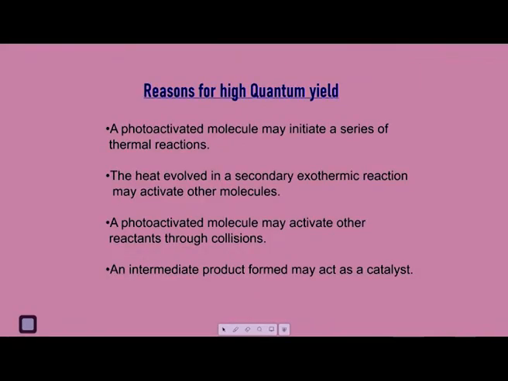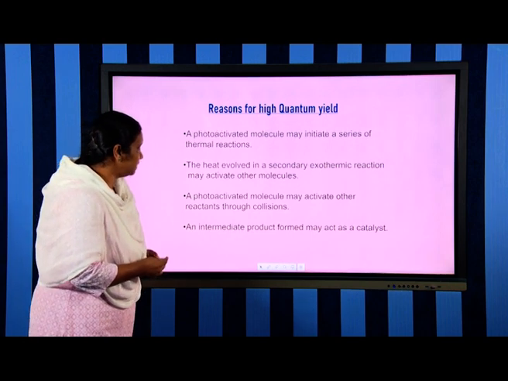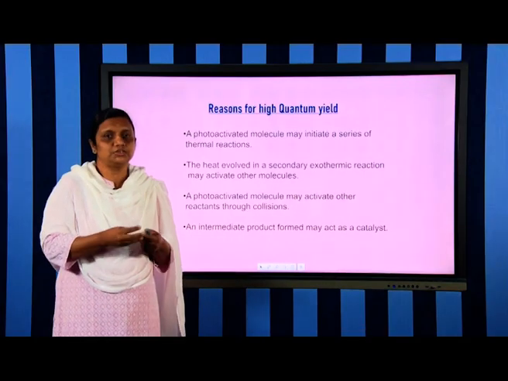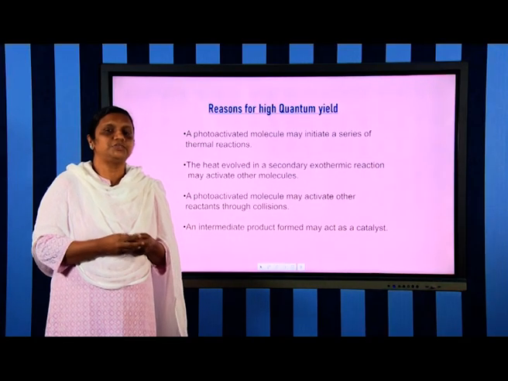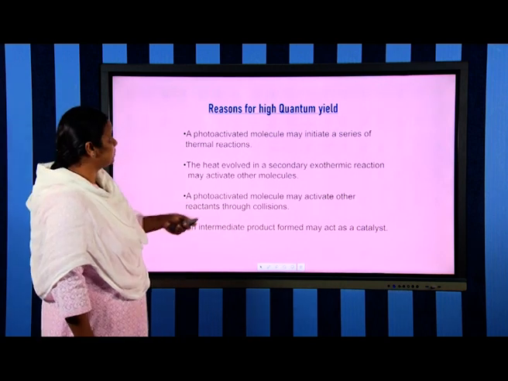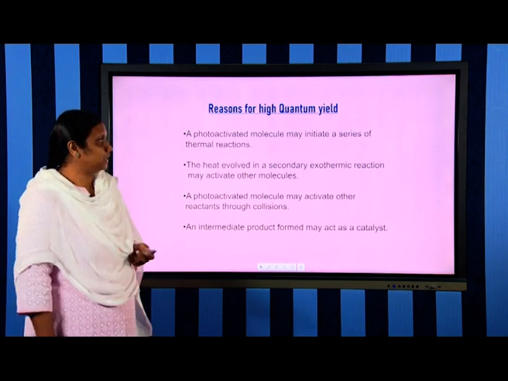And then the photoactivated molecule may activate other reactants through collisions. That is also possible, that is, energy transfer is happening. And finally, an intermediate product formed may act as a catalyst, that is also possible. The free radical which is formed, or the intermediate species which is formed, may act as a catalyst. Because of all these reasons, the reaction can have good quantum yield.